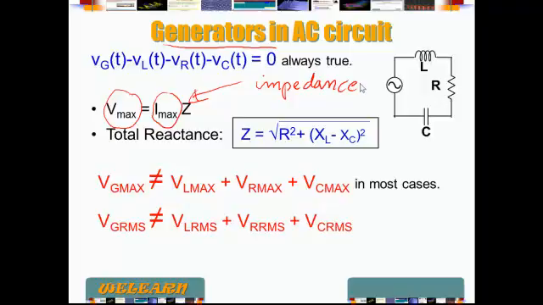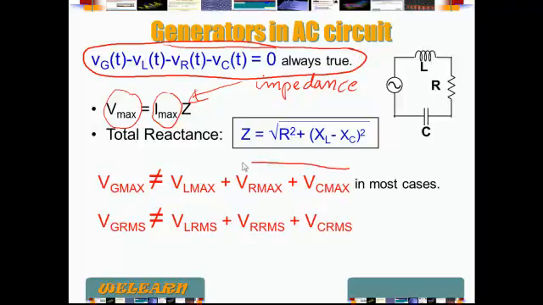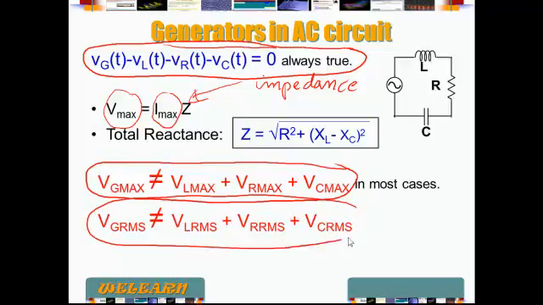Now, a couple of things to note. This is always true. This is not. This is not either. The maximum values of the different components do not add up to the maximum value due to the generator, as we have seen in the simulation.